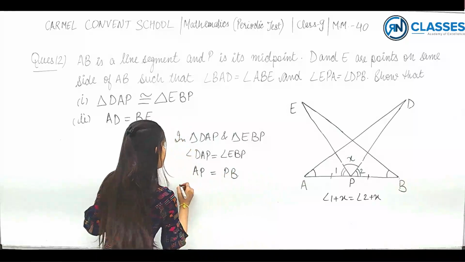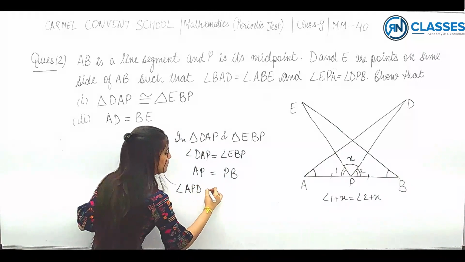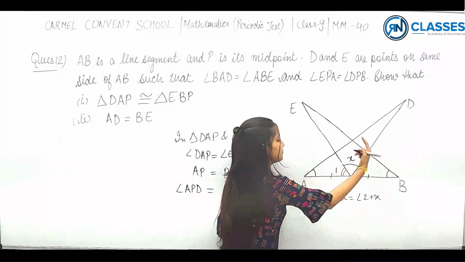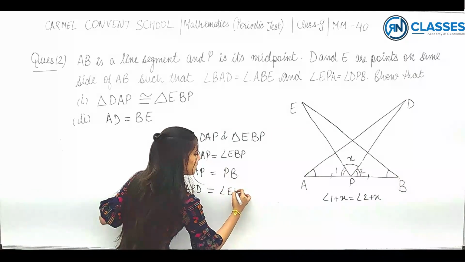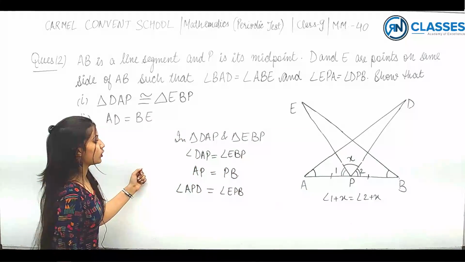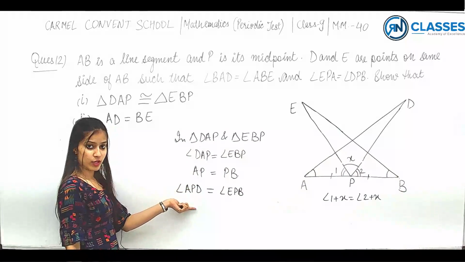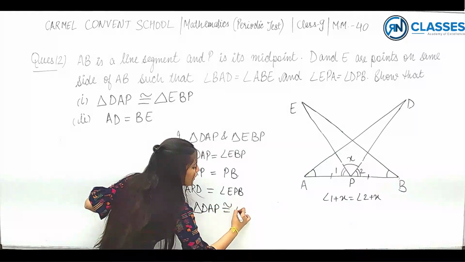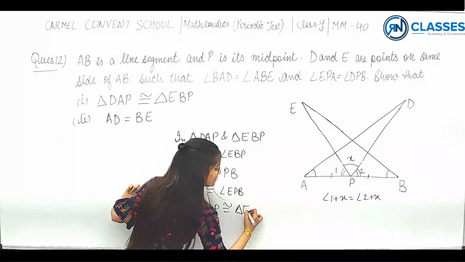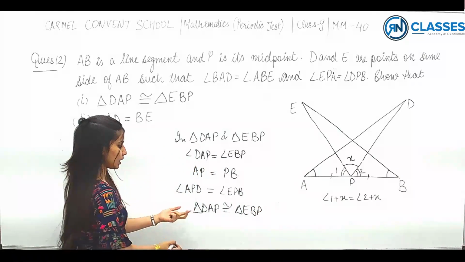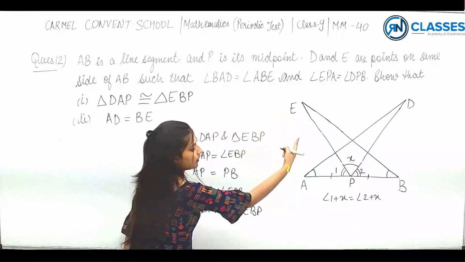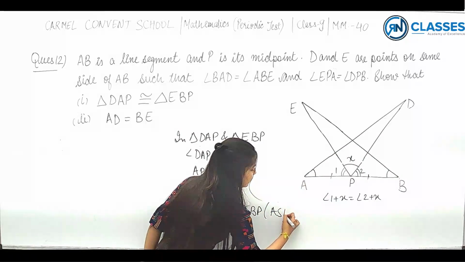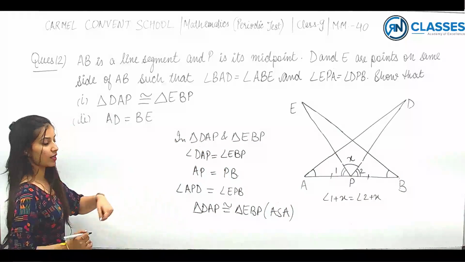And that is exactly what we needed. Angle APD is equal to angle 2 plus X, that is EPB. Right? So by angle side angle criteria, triangle DAP is congruent to triangle EBP. These two triangles are congruent, DAP and EBP, right? By angle side angle criteria. So the first part is done here.